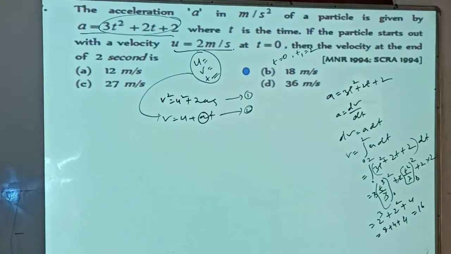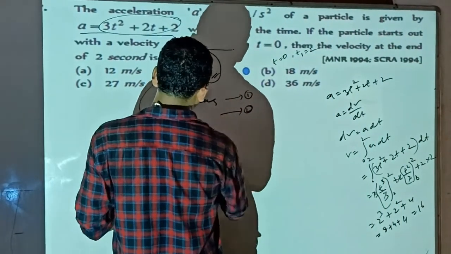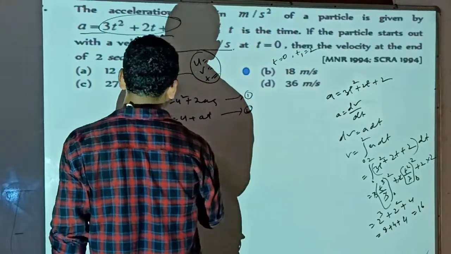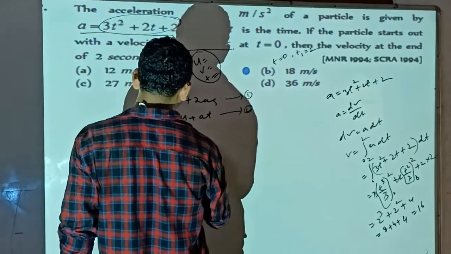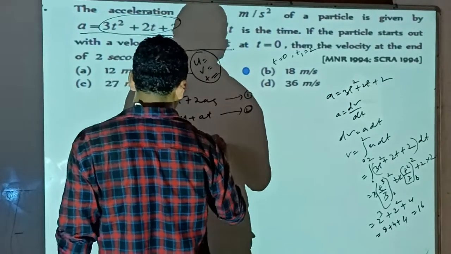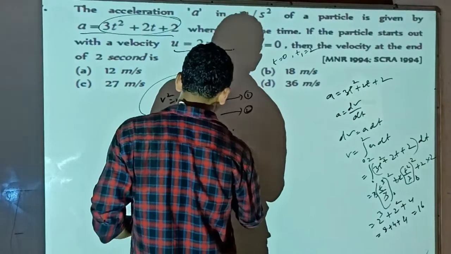Okay, the value of V is 16. So instead of this term, if A is varying with time t, then you can write the integration form of V. You can write initial velocity plus integration over 0 to t a dt.